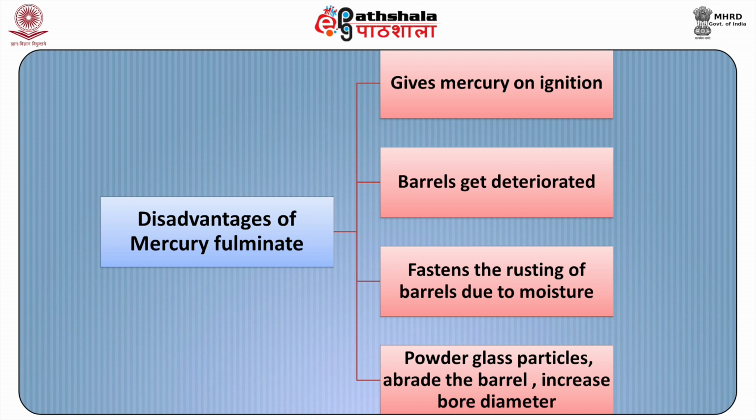First one is mercury fulminate gives mercury on ignition. It makes the brass cases brittle and consequently unfit for frequent use. Secondly, barrels get deteriorated quickly because of the deposition of mercury on their surface. Next is potassium chlorate, which when ignited produces potassium chloride, which absorbs moisture, resulting in early rusting of barrels. Next is powdered glass particles, which, if used, will abrade the barrel, resulting in the increase of bore diameter.